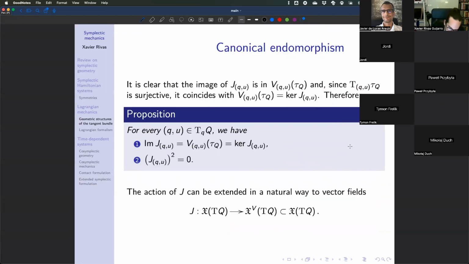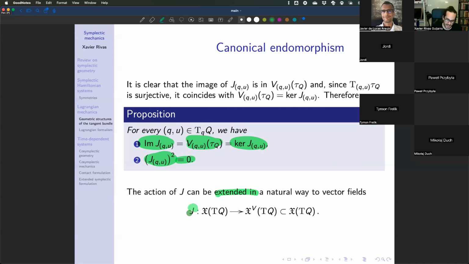This is what this proposition says. First of all, the image and also the kernel of this map are the vertical vectors. And of course, J squared equals 0. Of course, we did it for vectors, but this can be extended. Actually, I already said it, to vector fields.